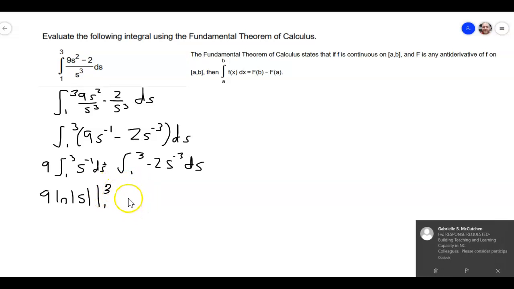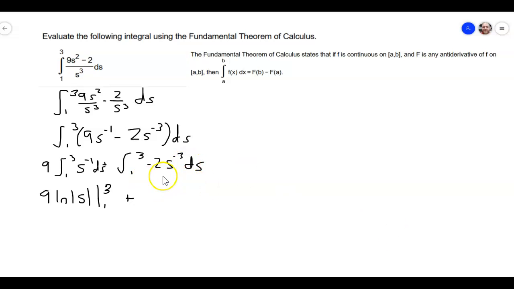And then this is going to be plus, and then this one we're going to add 1 to the negative 3, which is negative 2, and then divide by that negative 2, so those negative 2's will cancel out. So we will just end up having s to the negative 2 there, evaluated from 1 to 3. So that's why I left that negative 2 there, so it'll cancel out with the negative 2 that I divided by.